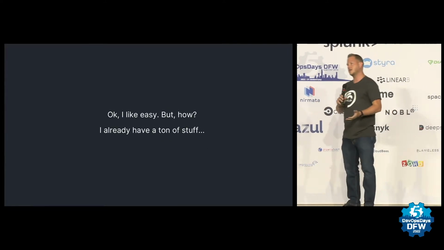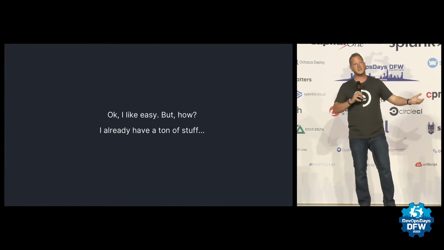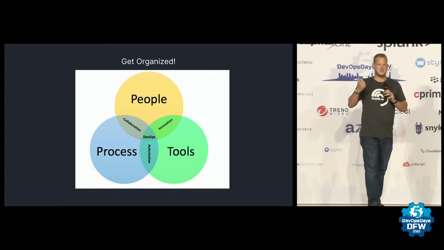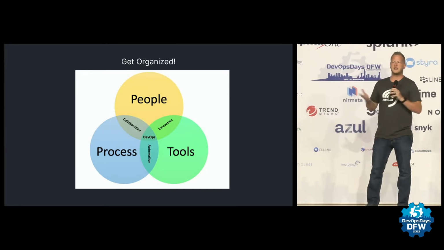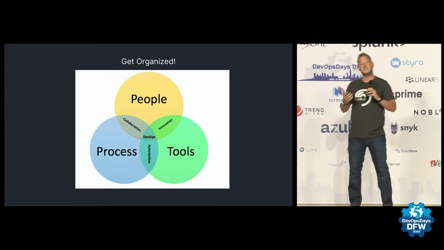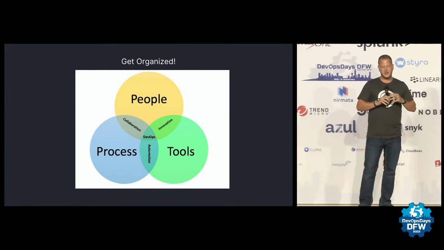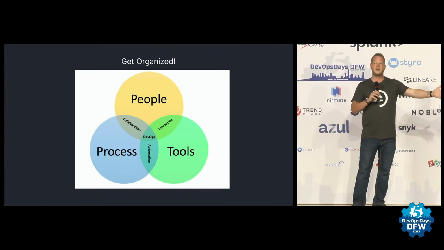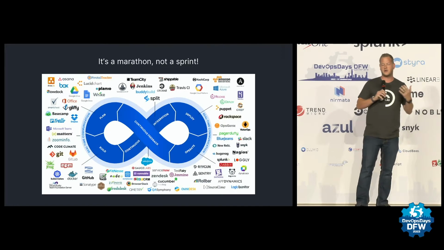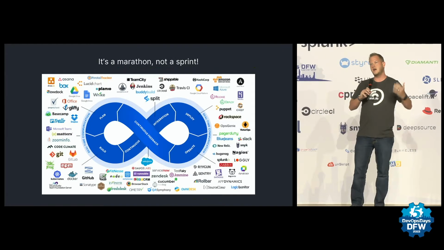You like easy. You already have a ton of stuff deployed. How do you get from nothing to where you want to be? DevOps is all about getting organized. People, process, tooling, everything kind of coming together. You really have to make sure that all of these things are balanced and that you're executing on it. And you can't just shove a tool at it and hope that everything is okay. So you need to make sure that everything is kind of in line and that you start following a process today. DevOps is a marathon, not a sprint.